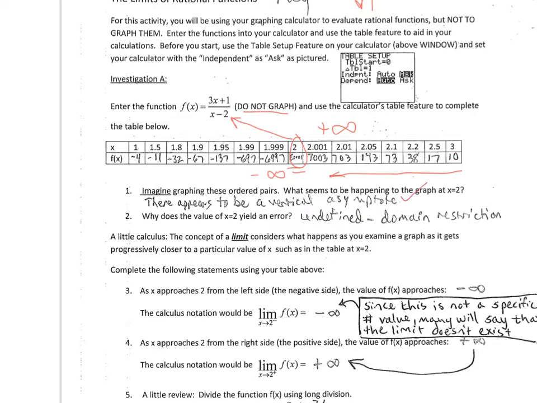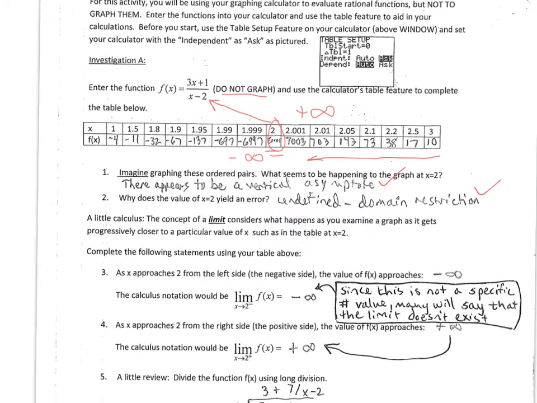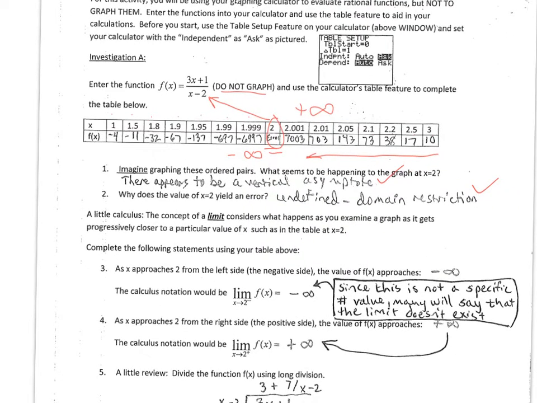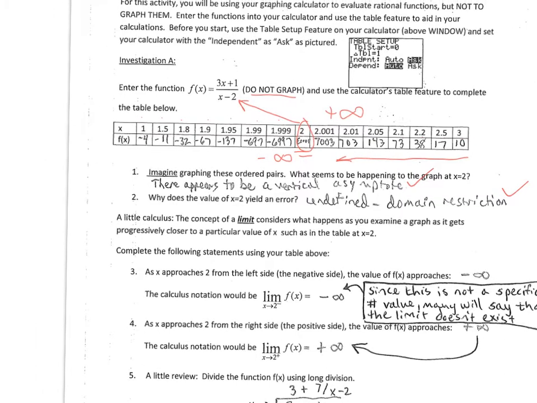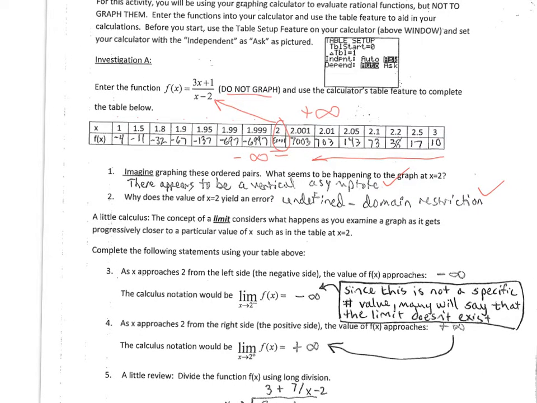Now, ultimately, the part that's probably the newest to you is the idea of a limit. Okay, you get progressively closer to a particular value. We're trying to examine what happens. So, as x approaches 2 from the left side, or from the negative side, we're going towards negative infinity. So the idea is the limit, meaning as you're getting really close, as x approaches 2 from the negative side, that little negative indicates from the negative side or from the left, moving right, we're getting closer and closer to that number 2.